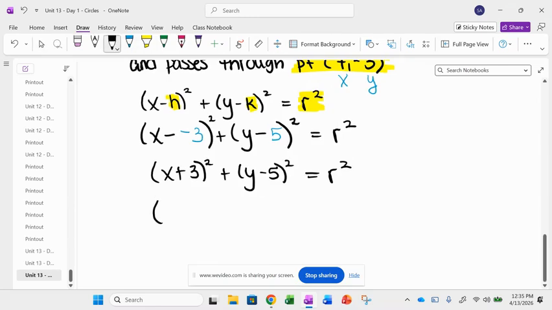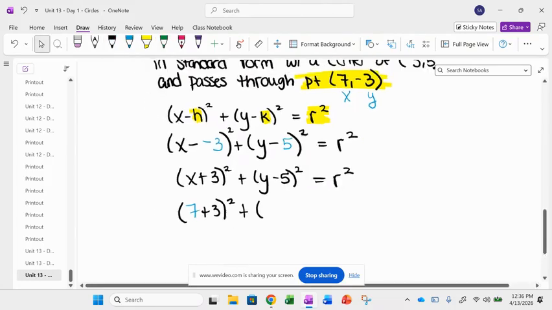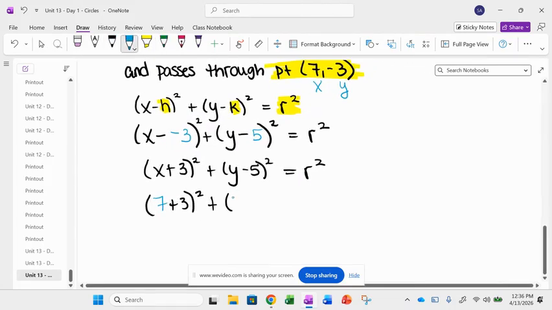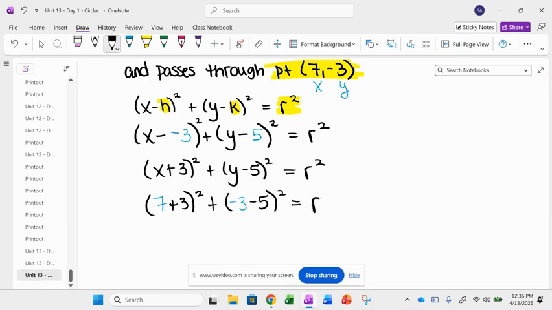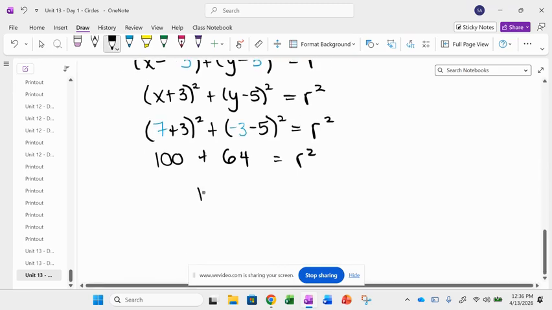So now we're going to have 7 plus 3 quantity squared plus negative 3 minus 5 quantity squared equals r squared. Well, 7 plus 3 is 10. 10 squared is 100. Negative 3 plus negative 5 is a negative 8. Negative 8 squared is a positive 64. 100 plus 64 is 164 equals r squared.